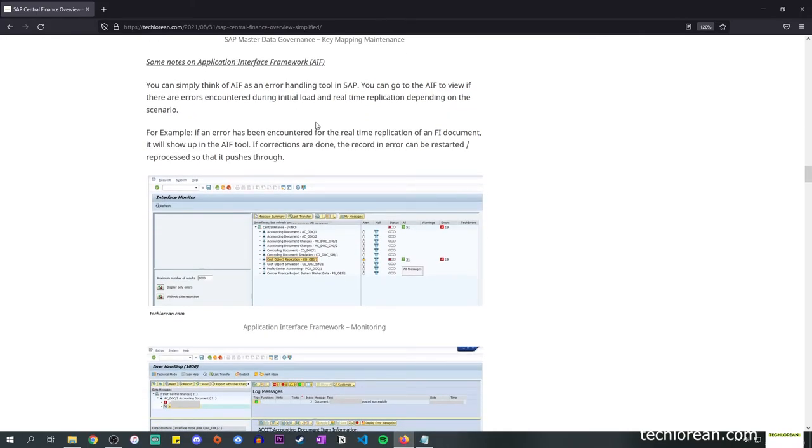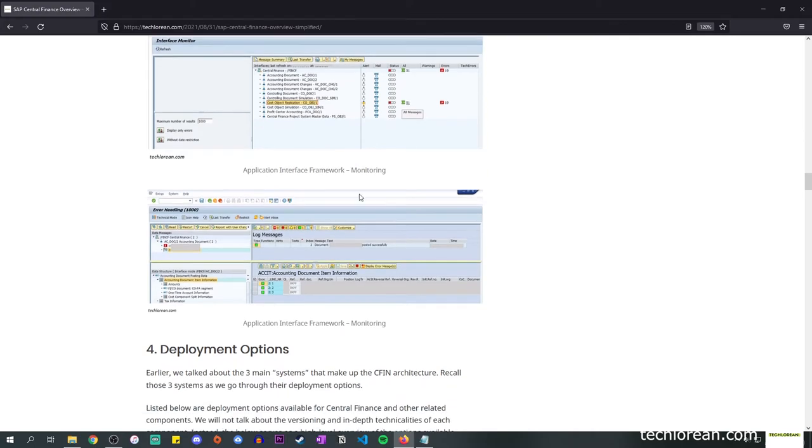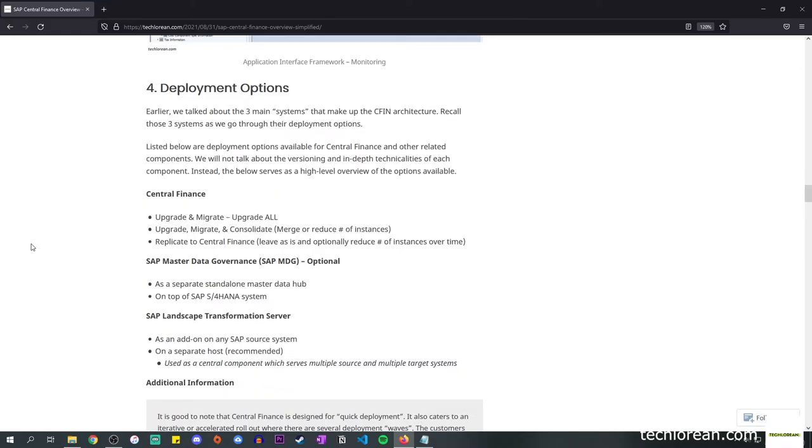Lastly, for AIF, I do have a couple of screenshots, and this shows you that error handling or monitoring is done here. There are several categories involved: accounting documents, controlling documents, cost objects, profit center accounting, project system, master data, so on and so forth. And if you choose cost object replication, for example, and click on the number over here, or the errors, you will be able to drill down the list of documents or data that is replicated to Central Finance. Here is a screenshot of when you click any of those, and you should see the exact document details that you're dealing with.